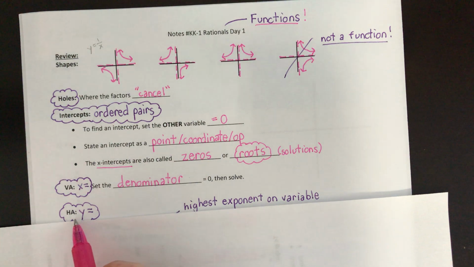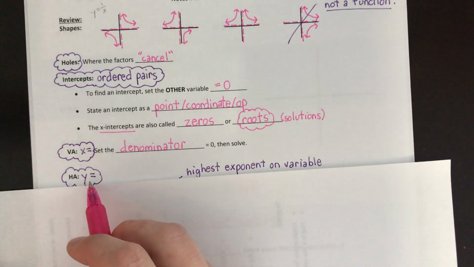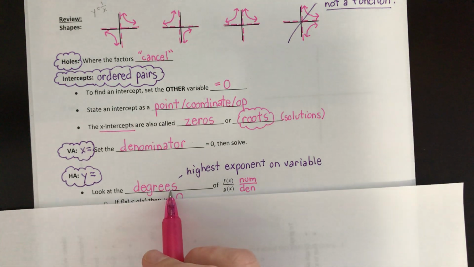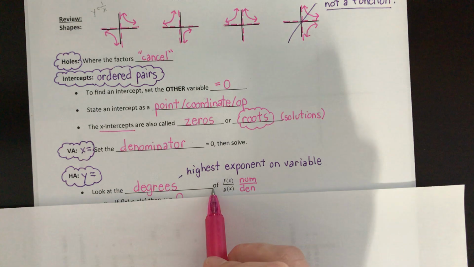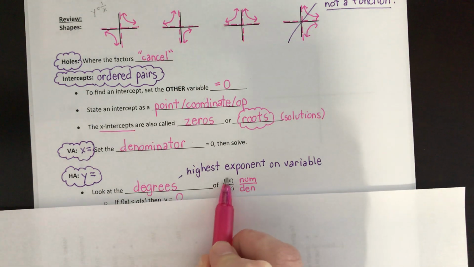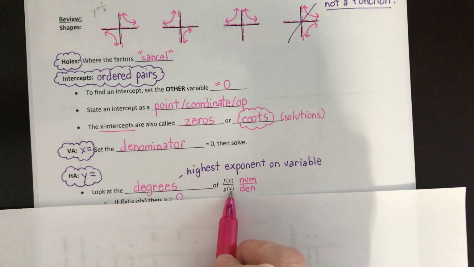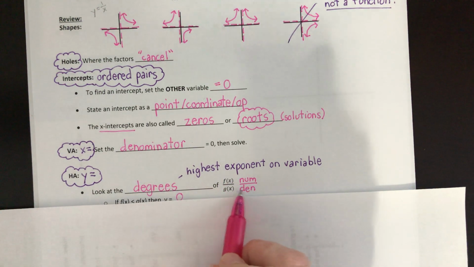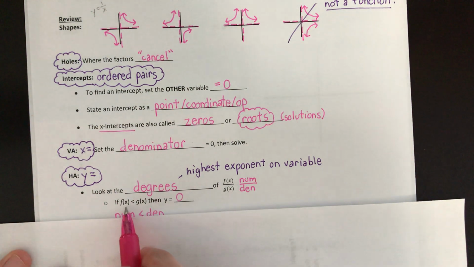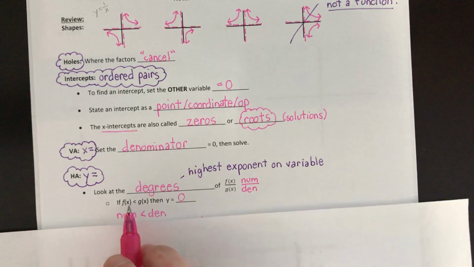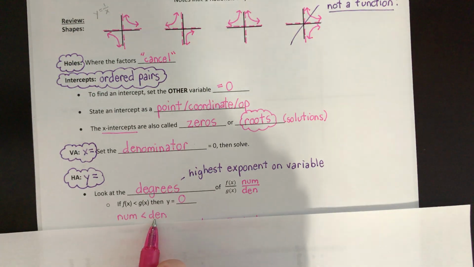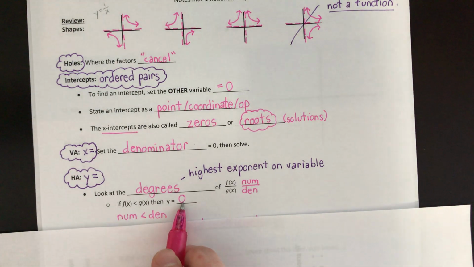To find horizontal asymptotes, which are written in the form y equals some value, some number, you will look at the degrees, or highest exponent on the variable, of the given function. So you're going to look at the degrees of the numerator and you're going to look at the degrees of the denominator. So sometimes called f of x in the numerator and g of x in the denominator. So for the horizontal asymptote, if the degrees, remember we're talking about the degrees, if the degrees on the numerator is less than the degrees on the denominator, then y equals 0 is your horizontal asymptote.